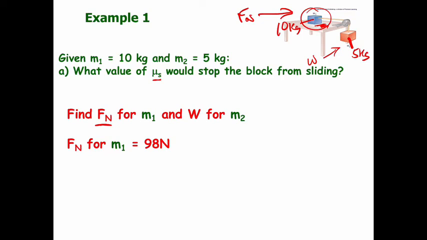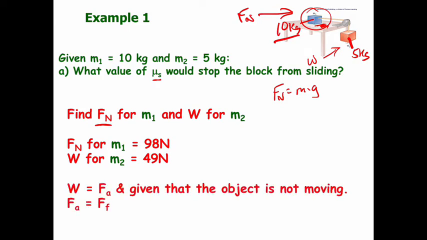So the normal force for M1 is 98 newtons, and the weight for M2 is 49 newtons. For both of those, we just took Fn equals M times G, so we took 10 times 9.8, and 5 times 9.8 gives us those two answers. Now we know that the weight is the applied force because that's the only force pushing down, which means that's the amount pulling on the box.